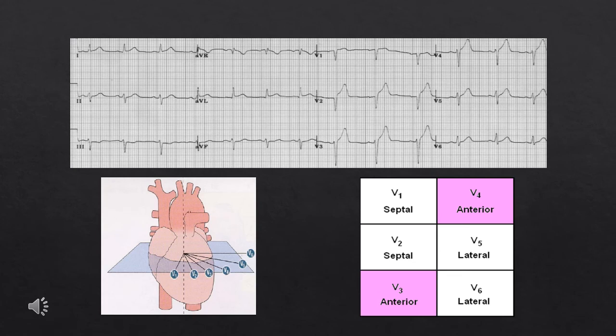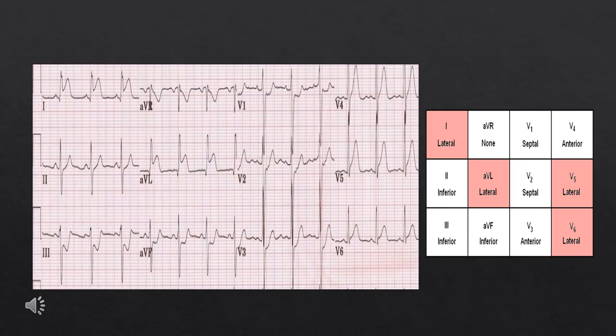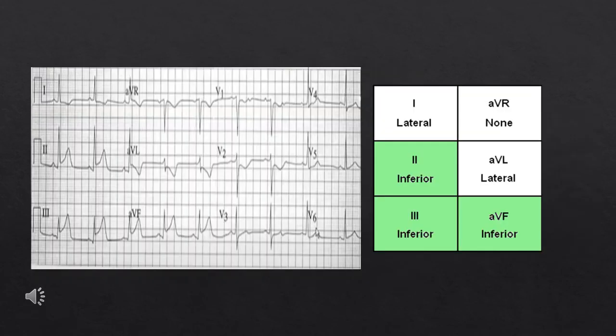This is an example of your ECG with anterior wall MI. This is an example of your ECG with lateral wall MI. This is an ECG example of inferior wall MI.